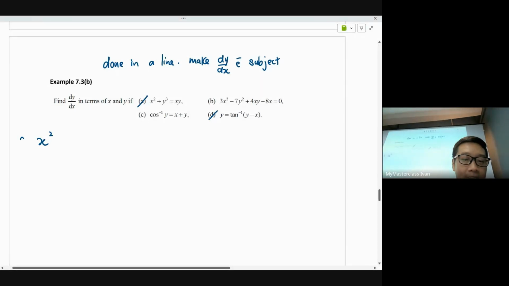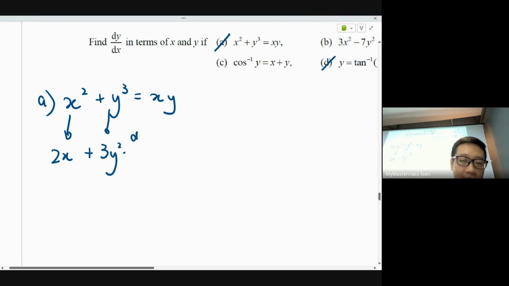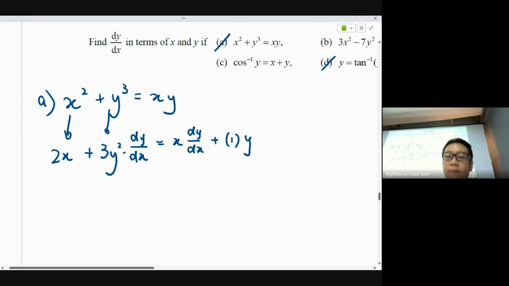The first one is always done in a line like that. x squared plus y cubed equals xy. Done in a line means like this. Differentiate x squared: 2x. Plus 3y squared, very good. So you see how I write the dot there. Dot means times. Equal xy is a product rule. Keep x, differentiate y. Plus differentiate x, keep y.